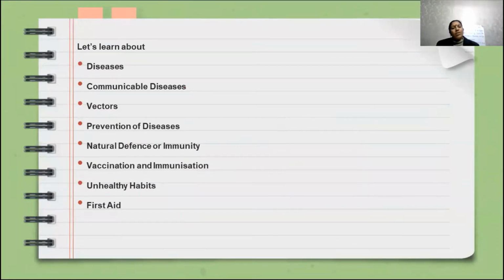First is diseases. You know what the definition of diseases is, what the two types of diseases are, what the causative organisms of communicable diseases are, and how to prevent these diseases. Then natural defense or immunity, vaccination and immunization, unhealthy habits, and first aid. So let's revise.